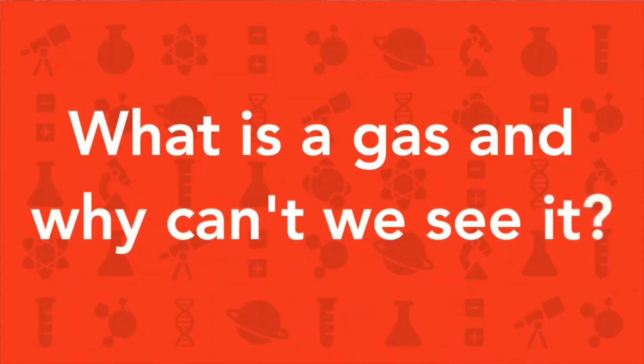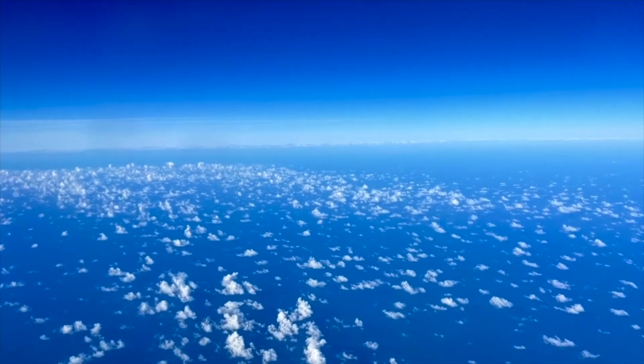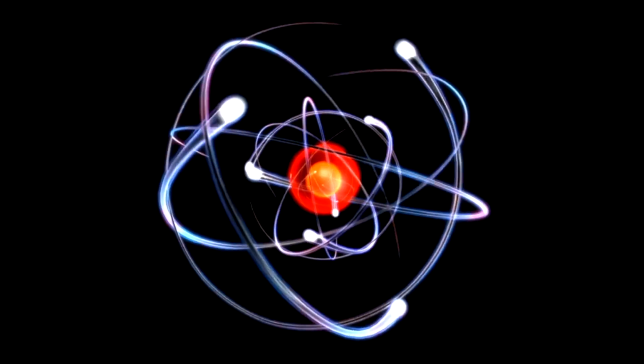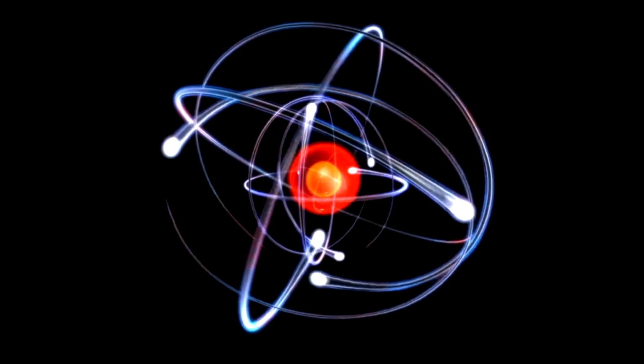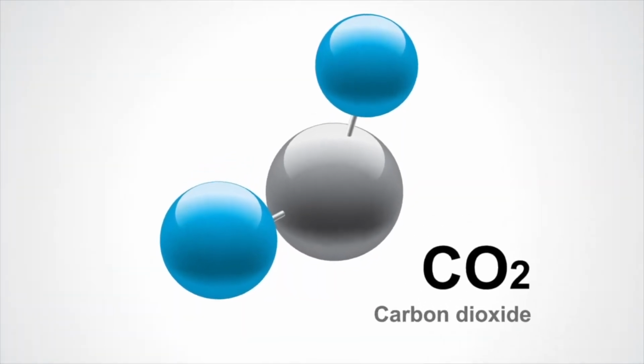The next question is, what is a gas? And why can't we see it? The gases in the air are invisible because they're either a single atom of an element, the smallest building block of matter, or they're molecules, a combination of two or more atoms bonded together. Either way, they're far too small to see, and they rarely interact with light.